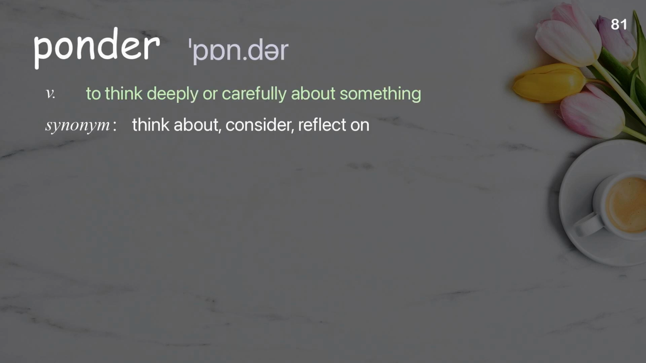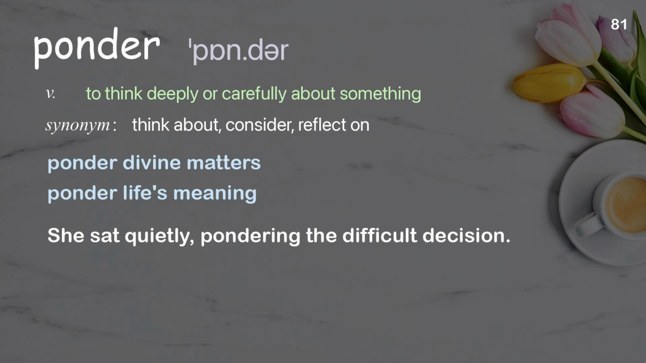Ponder. To think deeply or carefully about something. Examples: Ponder divine matters. Ponder life's meaning. She sat quietly, pondering the difficult decision.